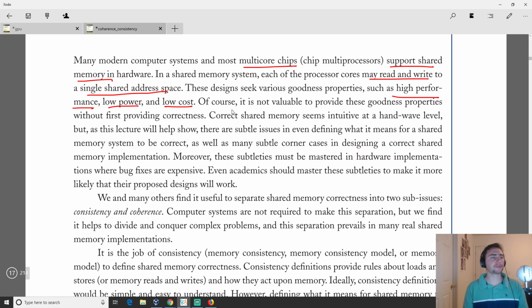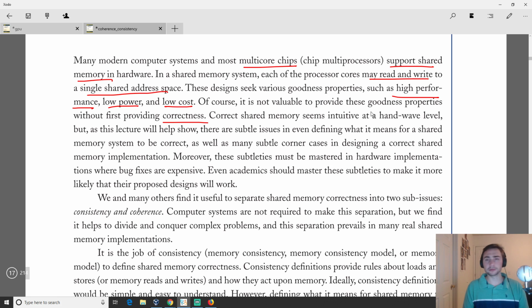But these are all kind of null points. We don't really care about any of these things unless we can first provide correctness, right? We need to make sure that an arbitrary program that we run will be correct before we can start caring about improving performance, power, or cost. High performance, low power, and low cost, but an incorrect program, that's a fail result.